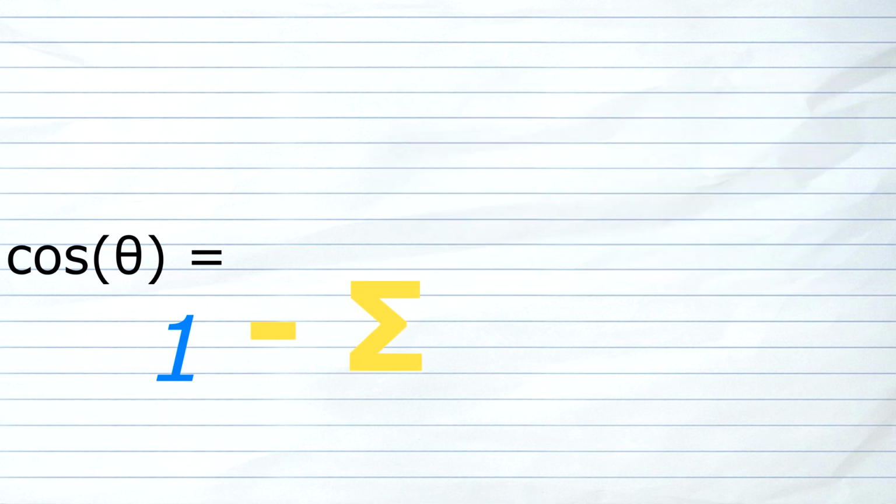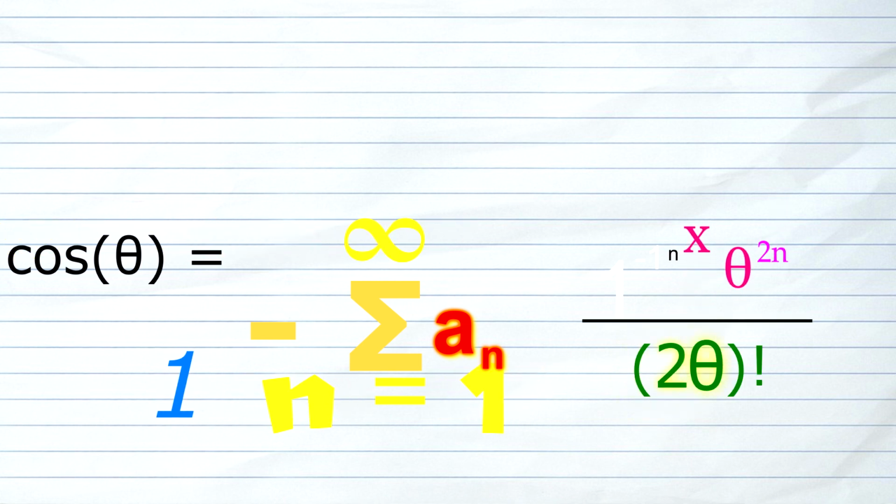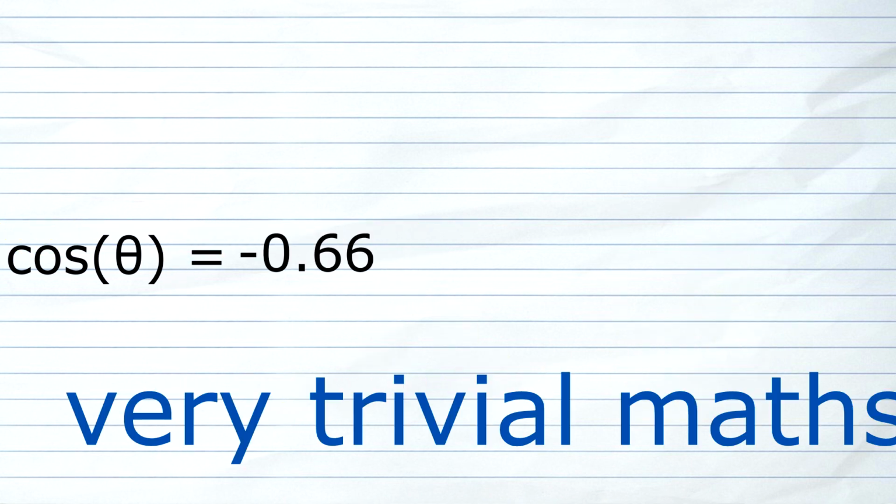Take first whole number greater than 0 and subtract infinite series sigma n equals 1 to infinity of a is equal to 1 to times negative 1 power n power to power times theta to 2n power divided by factorial 2 times theta. This process no longer needs explanation, as your teacher will have probably taught you this.